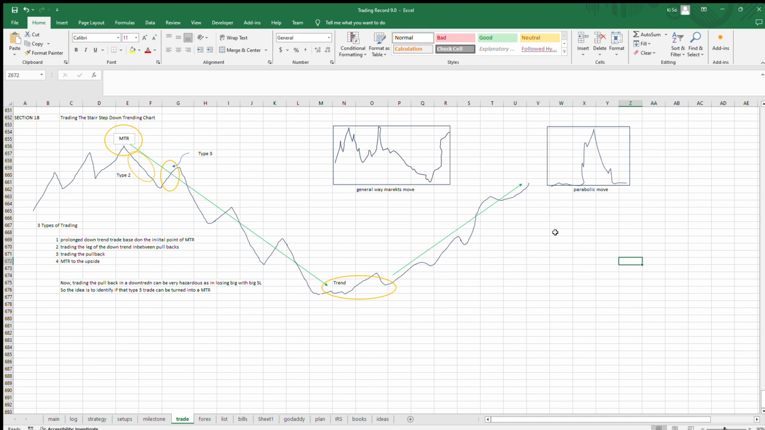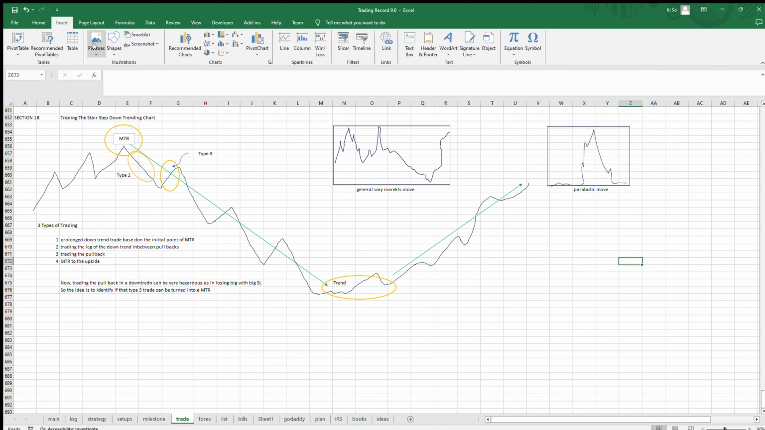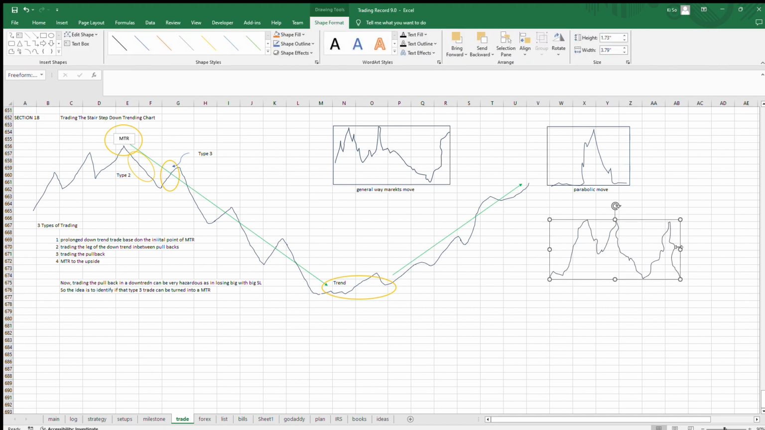Range bound. Range bound would be, if I were to just complete this section here, like that, move up, like that, move down, move back up, move down, move like that, move up, just like that. That's essentially what a range bound situation is. That's range bound. Okay.